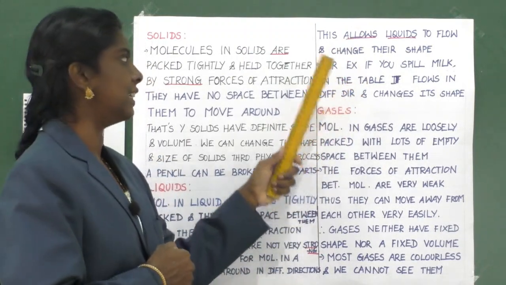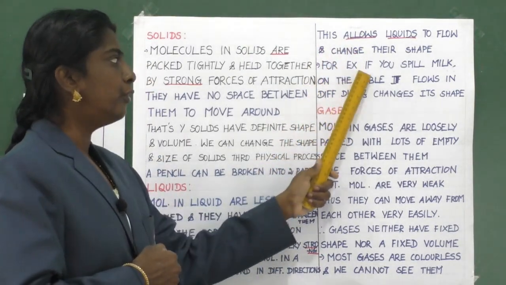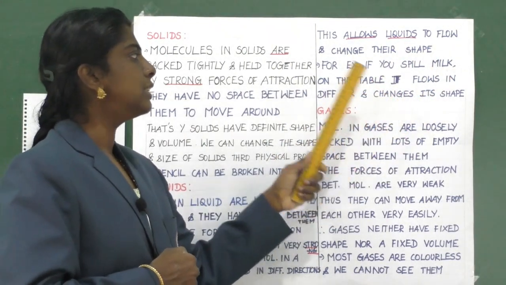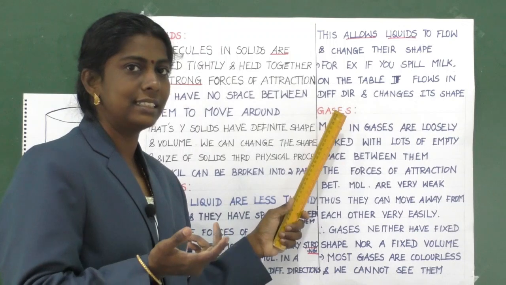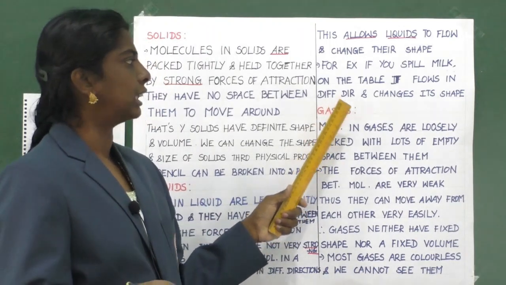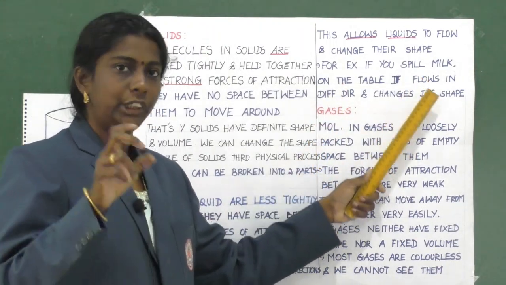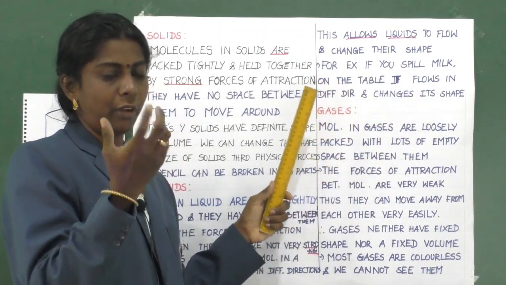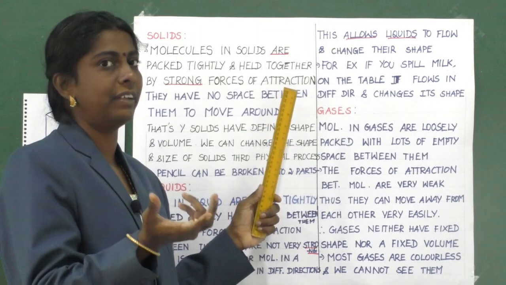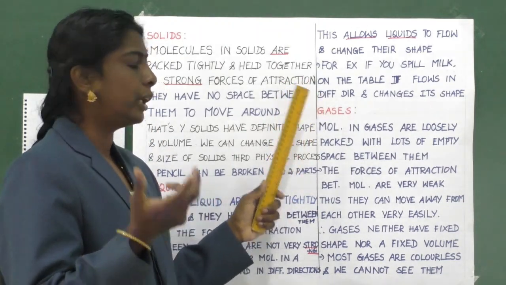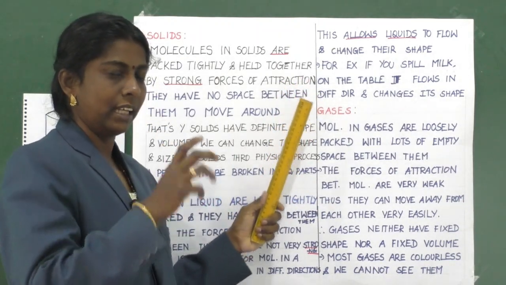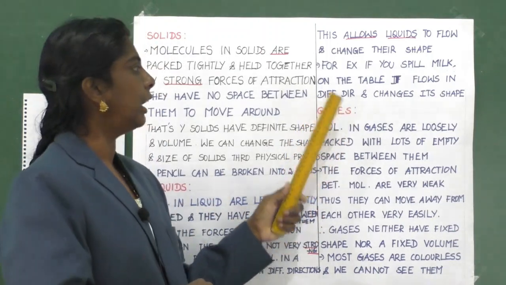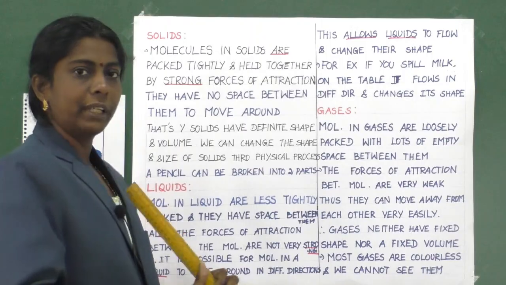Clear, children? Yes. For example, if you spill milk on the table, it flows in different directions. Is it not? It flows in different directions and changes its shape. It won't exist in the same shape it had in a bowl or a tumbler. It spills somewhere and moves in different directions. Okay, that's about liquids.